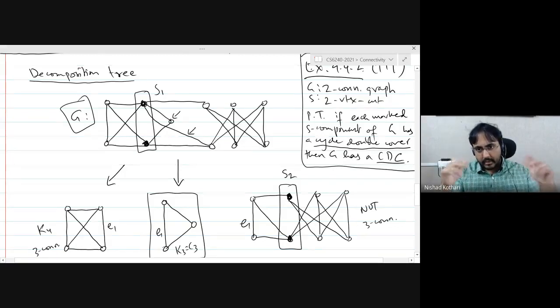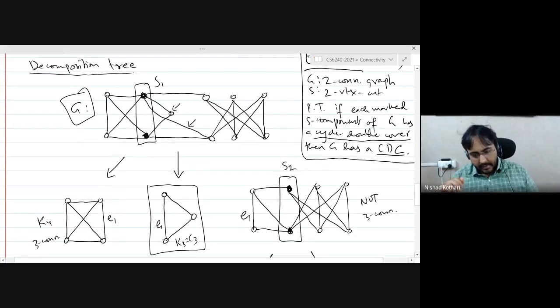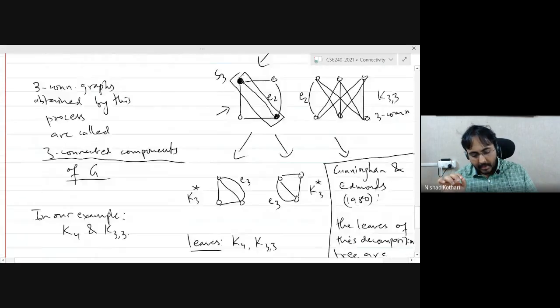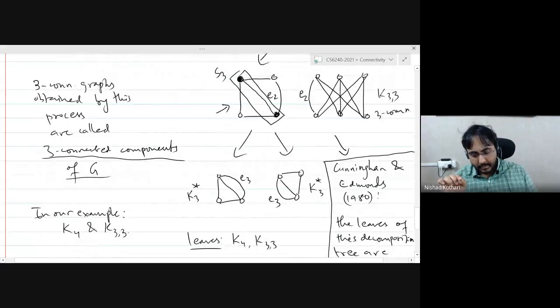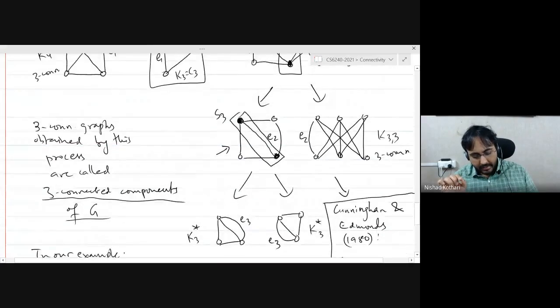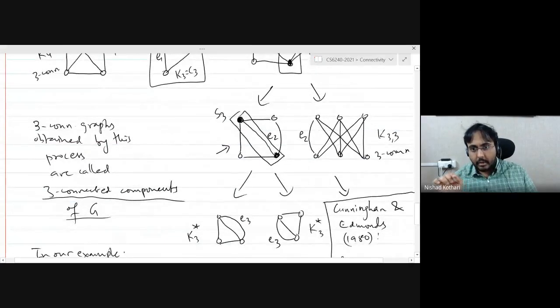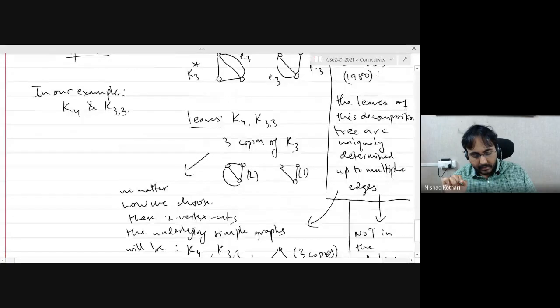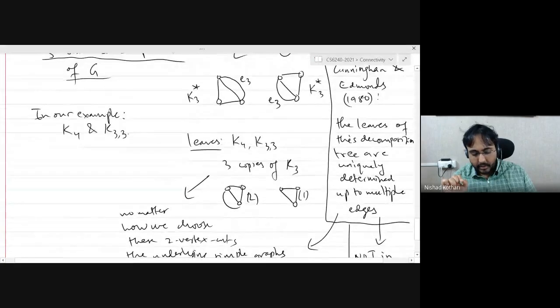And you keep doing this recursively, and at the end, the leaves of the recursion tree that you will get are going to be three connected graphs, or they may be K3 with multiple edges. And the three connected graphs are called the three connected components of the original graph. So in the example we did, we got K4 and K33 as the three connected components of our graph. And apart from that, we got three copies of K3, some with multiple edges.